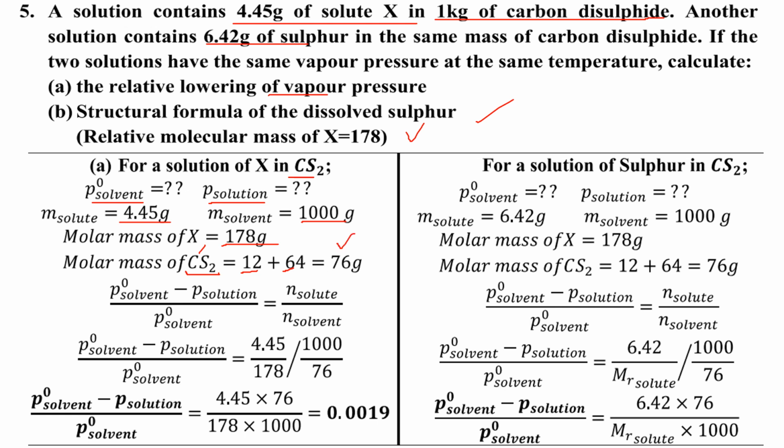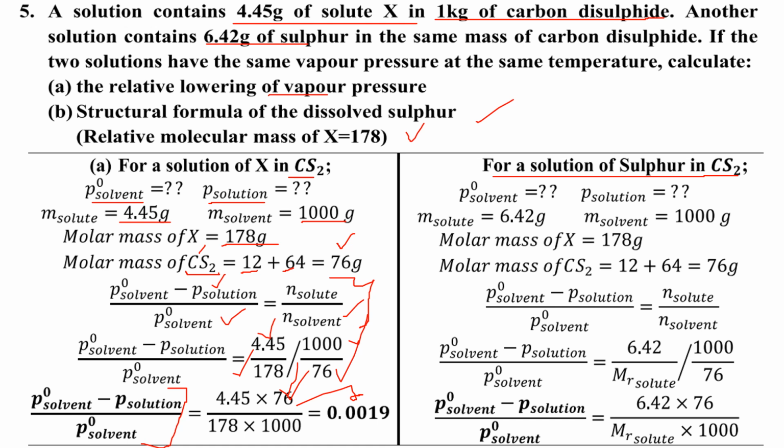Now we always use this formula for lowering of vapor pressure: the relative lowering in vapor pressure, change in P divided by the vapor pressure of the solvent, should be equal to the mole fraction of the solute divided by the mole fraction of the solvent. To get the mole fraction of the solute, you get given mass divided by RFM, and then divided by the moles of the solvent, which is also given mass divided by RFM. So you find the reciprocal this side and you end up with this. You leave this expression unsimplified and you simplify this, and you're going to get 0.019.